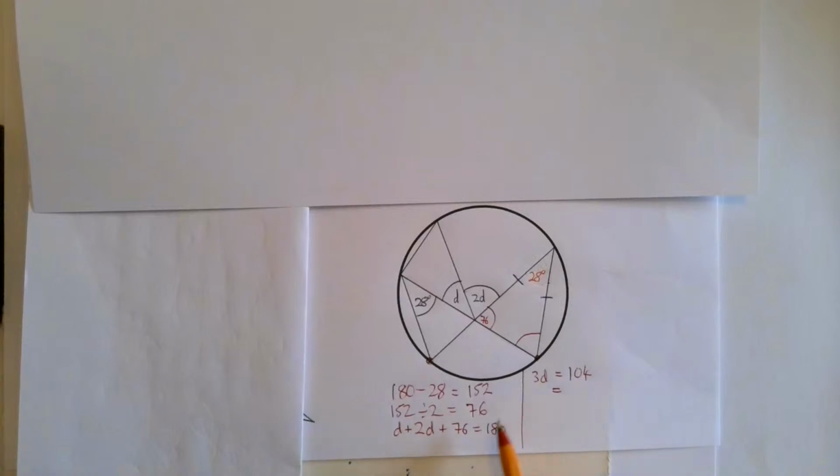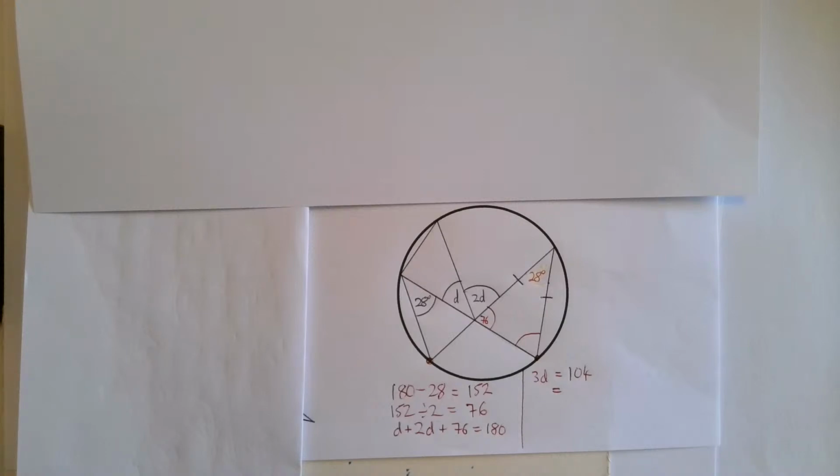I'm just checking, is that right? So we've got 76 and 76, 152. Yeah, that's right, isn't it? So then 3D plus 76 is 180. So 3D is 180 minus 76, so it's 104.